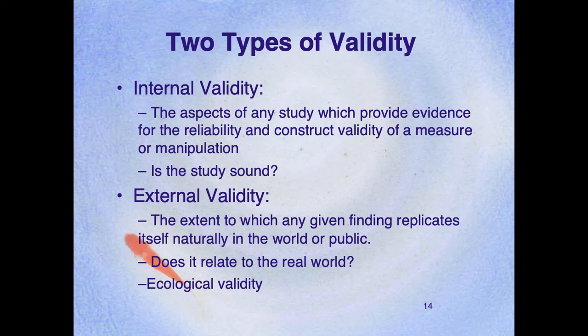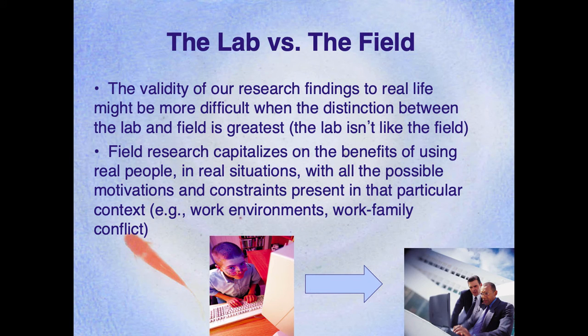We sometimes call this ecological validity, that it has some sort of real world parallel. So when we do stuff in the lab, as I said earlier, we have a lot of that internal validity, right? The validity of our research findings to real life might be more difficult when the distinction between that lab and the actual field setting, that real home environment, that real work setting, isn't the same. So when the lab isn't like the field, that's really problematic for external validity, right? We may have really strong internal validity still, but that external validity might be really threatened.